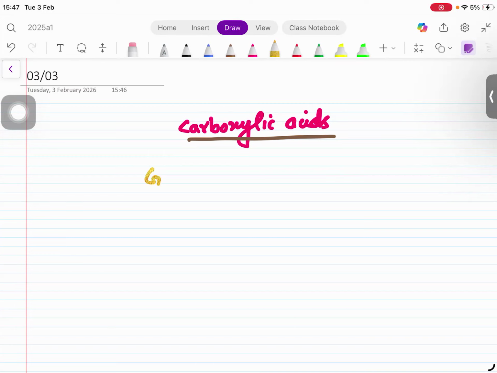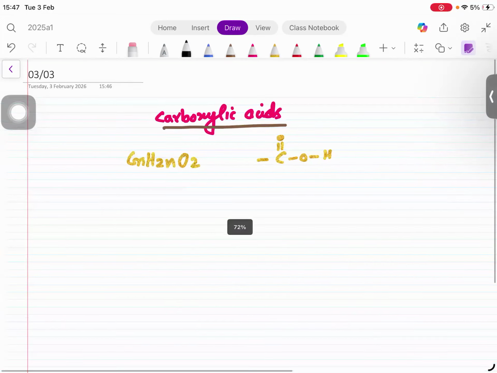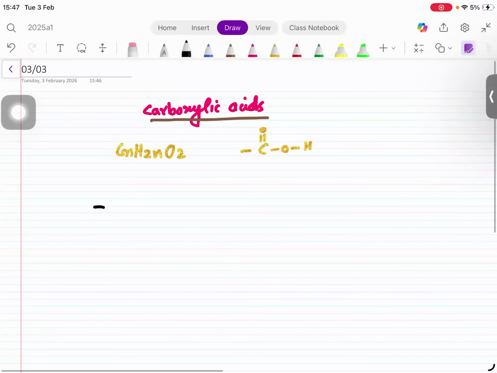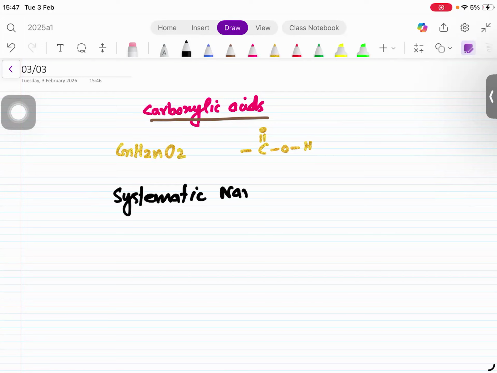We told you the general formula is CnH2nO2. The functional group is C double bond O and then OH. And then we had a few structures of carboxylic acids as well. Today we are going to see their IUPAC names, the systematic names for these carboxylic acids.